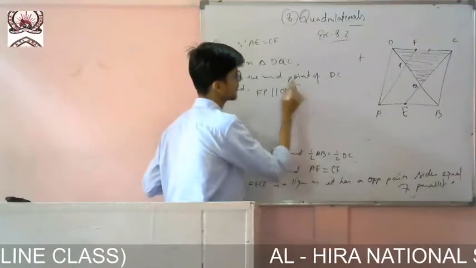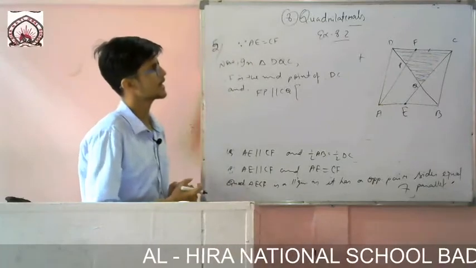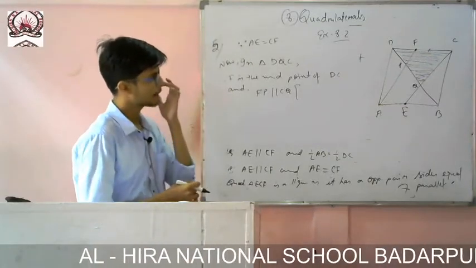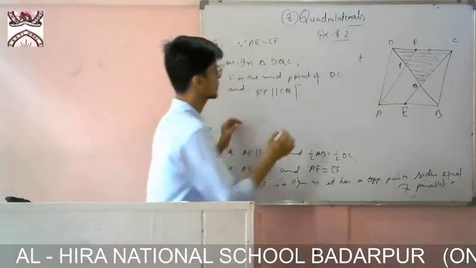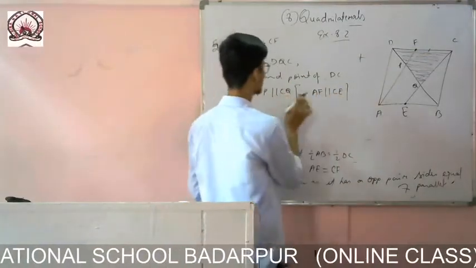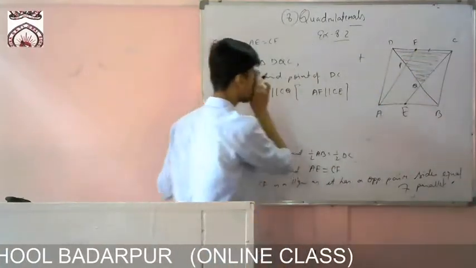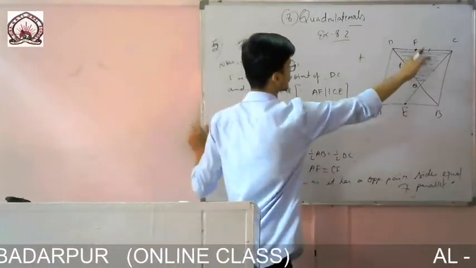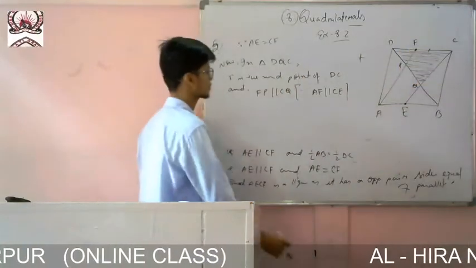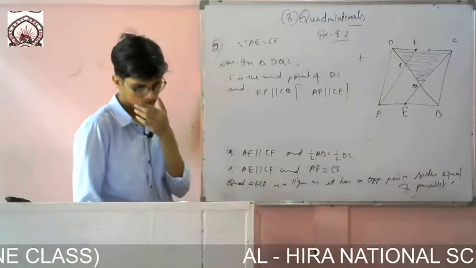Why is FP parallel to CQ? You see here, FP is not given in the question. It is given AF is parallel to CE. So you write since AF is parallel to CE, we have written this. It is not in the question that this one is parallel to this one. This whole line is parallel to this one, so this part will also be parallel to this one. So FP is parallel to CQ.